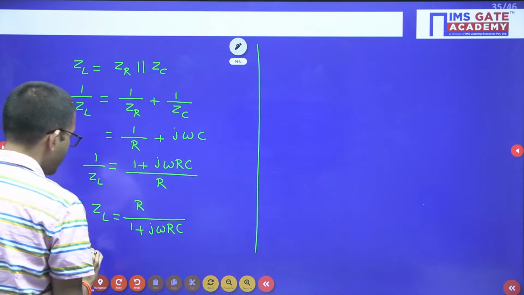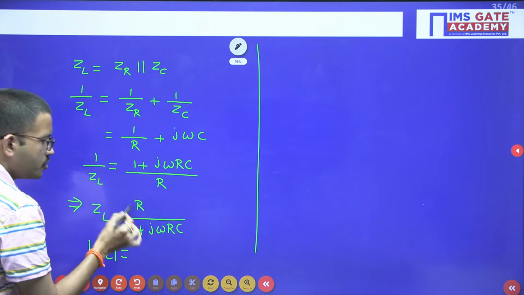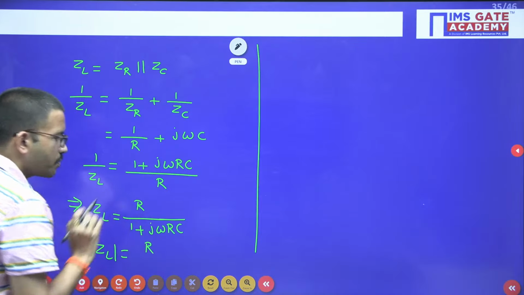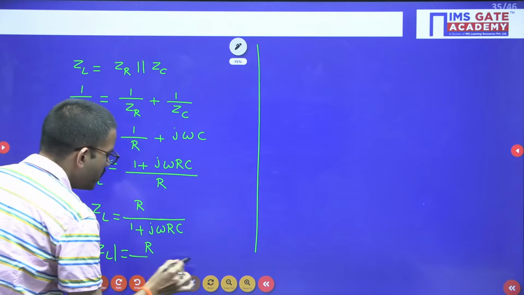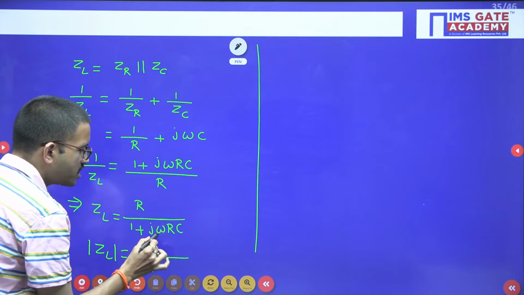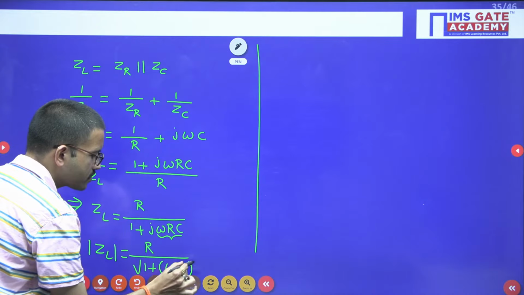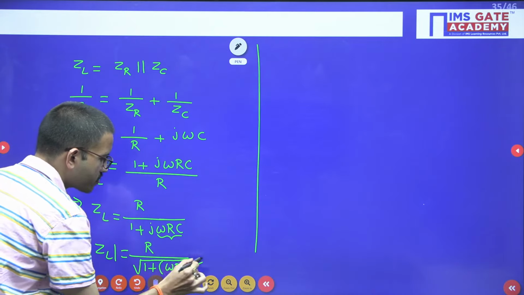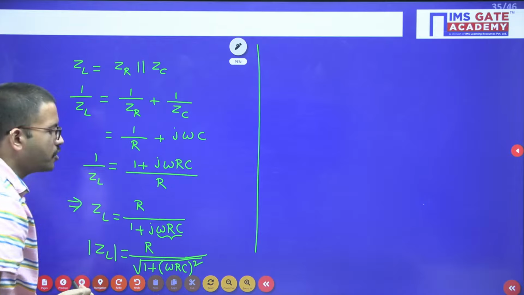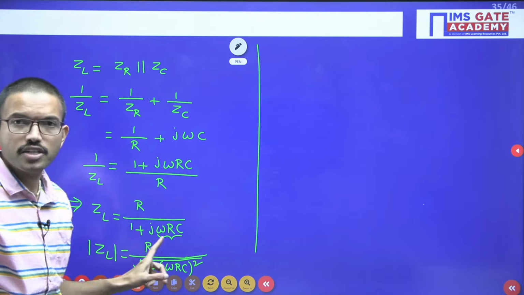For the time being, I am writing the magnitude here. Magnitude of ZL: the numerator anyway you have R, same magnitude. The denominator you have A plus jB, so the square root of A square plus B square is nothing but the square root of 1 plus omega RC whole square. I hope all of you are getting this. Right, so as of now we got the magnitude.